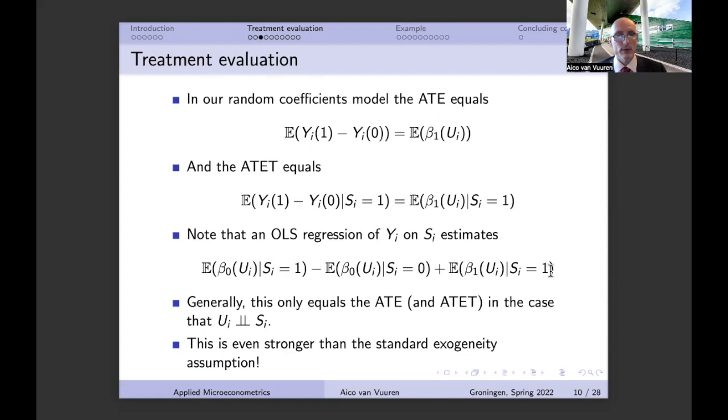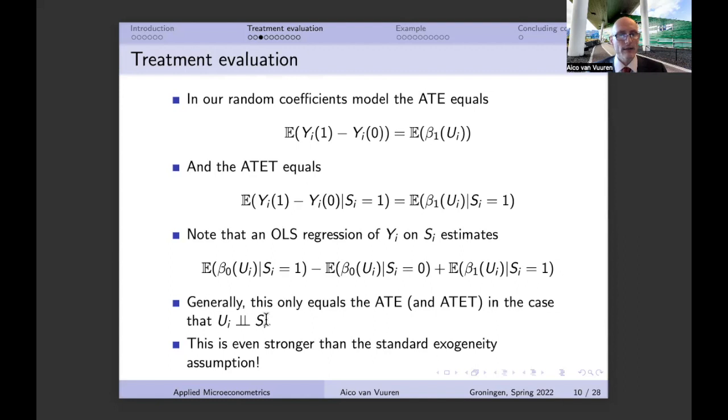And then we should realize that ordinary least squares not only estimates the average treatment effect among the treated, but also the average treatment effect. But the main question that arises right now is: is it a good assumption to make that U and S are independent from each other? Well, the answer to that is of course not.